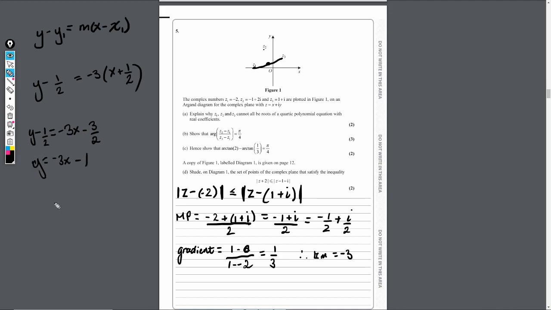So y equals minus 3x minus 1. So that's my equation now. So if we just plot that, well, it's going to cut through here at -1. So it's going to cut through somewhere there. And if we join this up now, what you'll actually notice is that it goes through Z2.